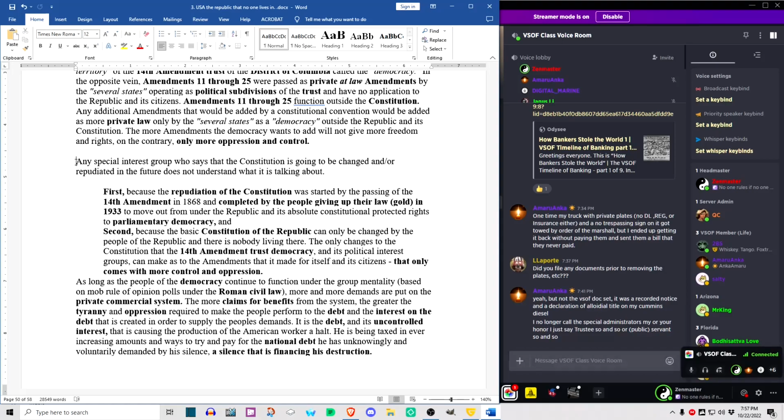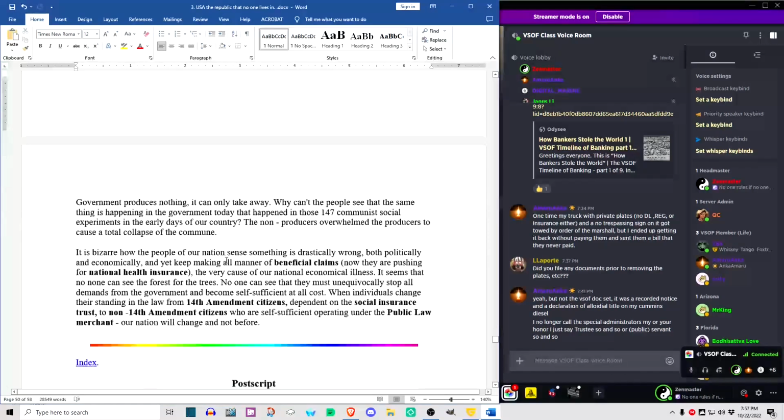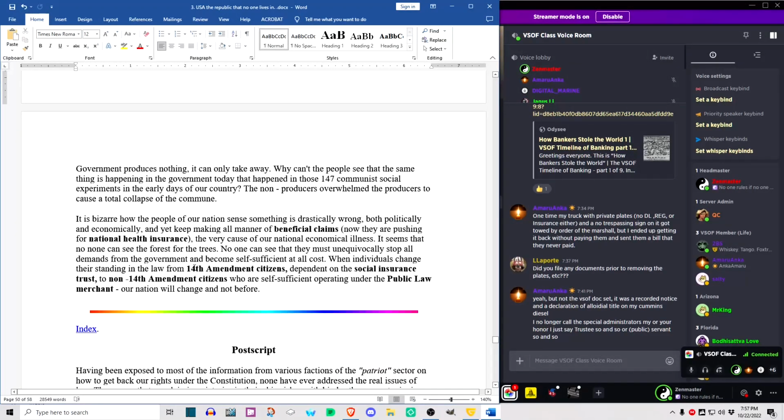It is the debt and its uncontrolled interest that is causing the production of the American worker a halt. He is being taxed in ever-increasing amounts and ways to try and pay for the national debt, which again is not ours, it's Congress's. He, meaning those people, has unknowingly and voluntarily demanded by his silence, a silence that is financing his own destruction. Governments produce nothing. They can only take away.